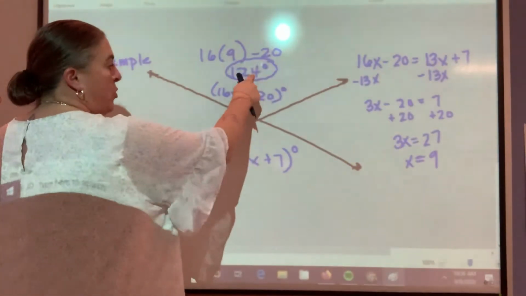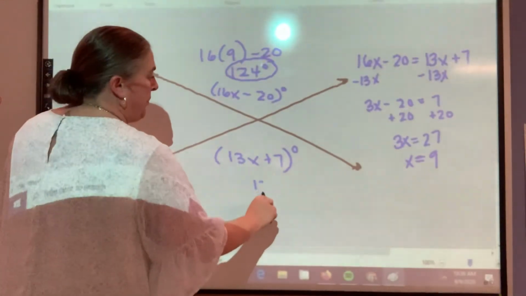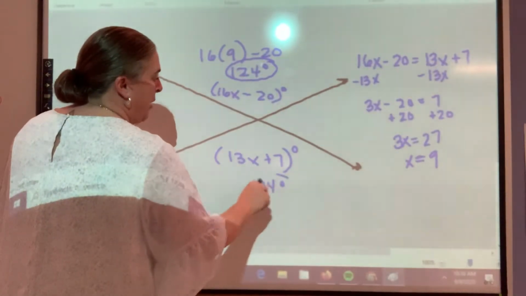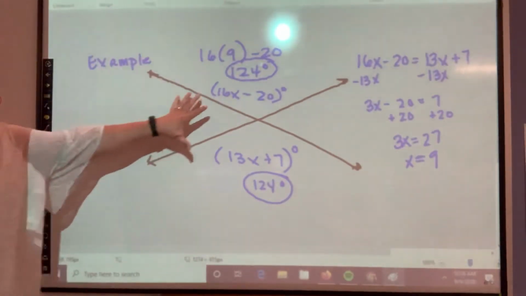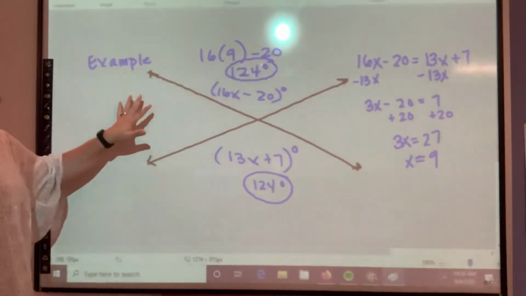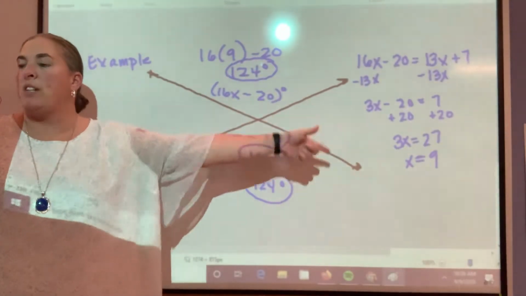Now, if this is 124, what does it mean this angle has to be? 124. Now, because I'm a pain in your rear end, I'm going to ask you, can I use this information that I already have to find the two missing angles? Yes. Okay, how and what tells me I can do that?